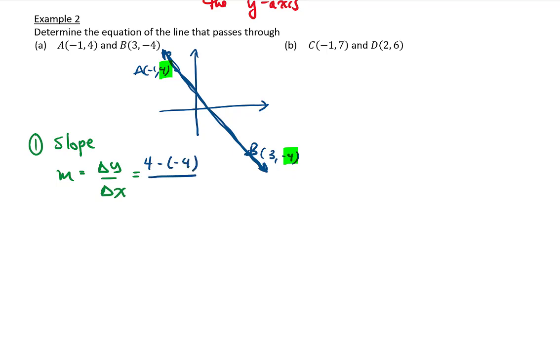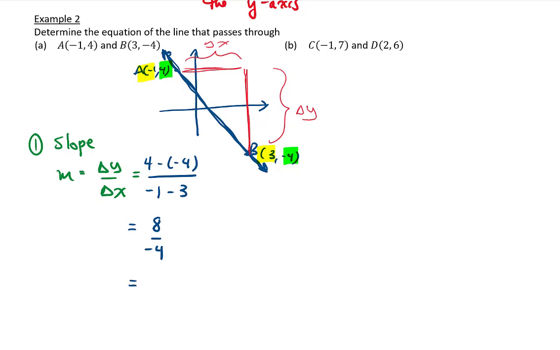That's the change in the y values. That's the height from A to B, the vertical height. That's your delta y. Now we need the delta x, the change in the x's. Starting with A, we have -1, and with B, we have 3. So we have -1 minus 3. 4 minus -4 equals 8, and -1 minus 3 equals -4.